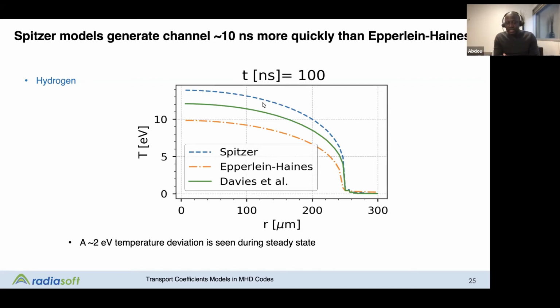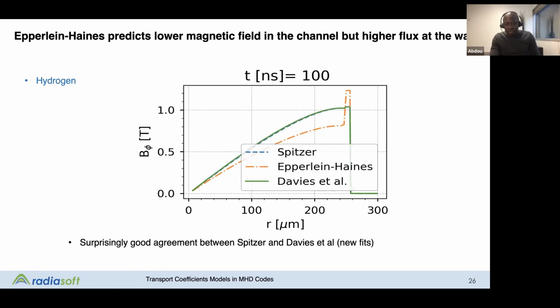These rates tell you how fast energy is being moved or depleted from the channel to the wall. So if there are differences between these models, they will have an impact on how fast or slow the channel is being built. Now, if you look at the magnetic field, surprisingly, Spitzer is quite good at predicting it, but Epperlein on the other hand predicts a lower field in the channel and also at the wall.